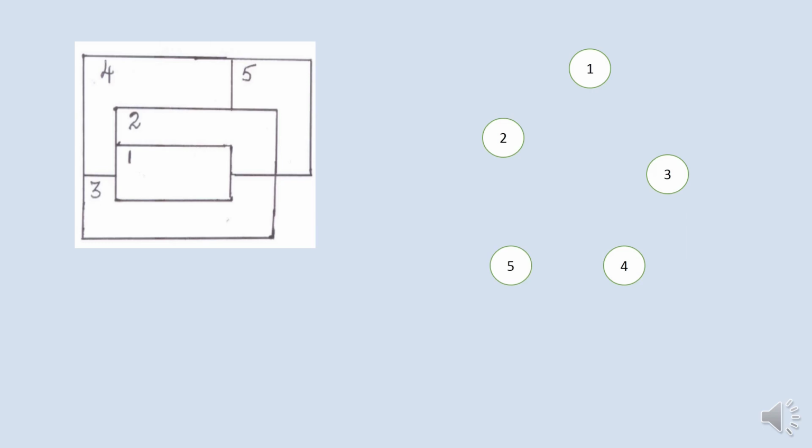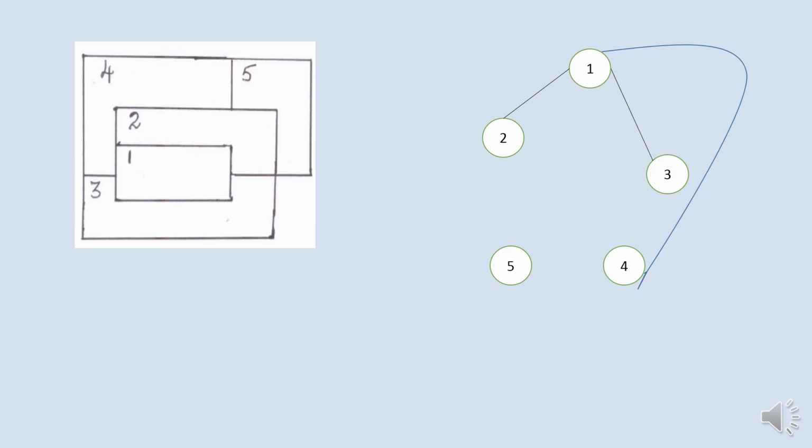Now here we see that 1 is adjacent to 2, 4 and 3. So we should have 3 edges from 1 to 2, 3 and 4.